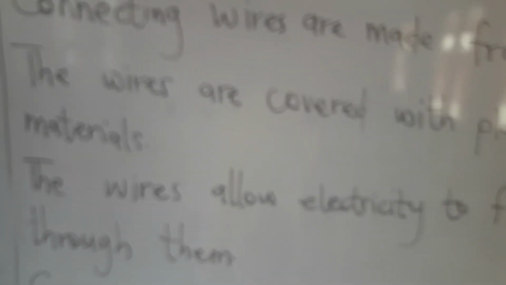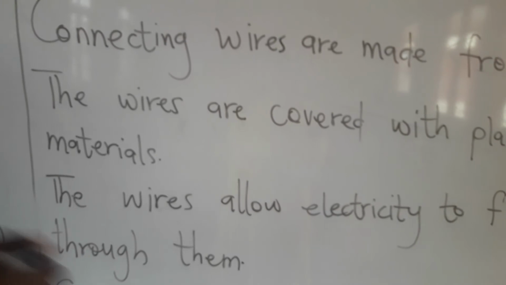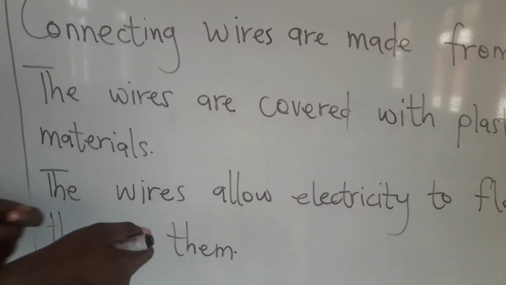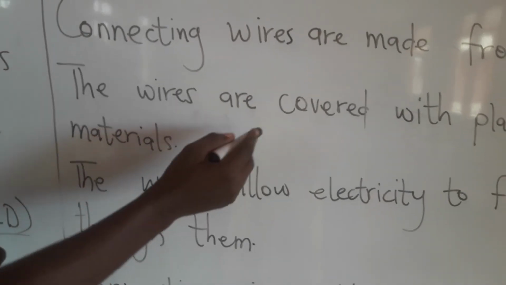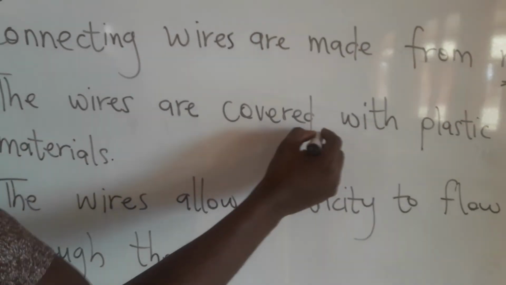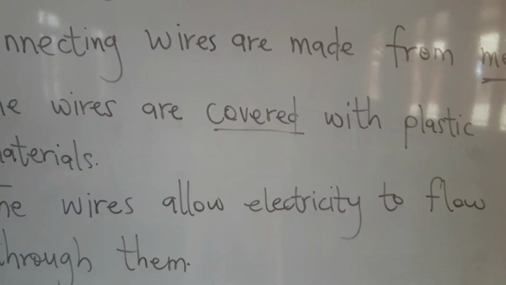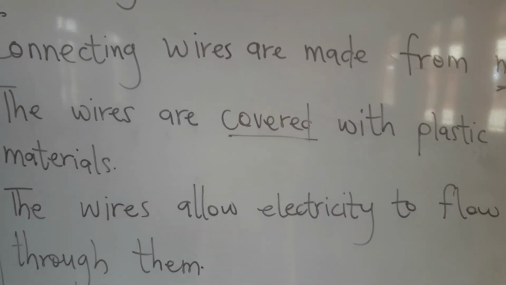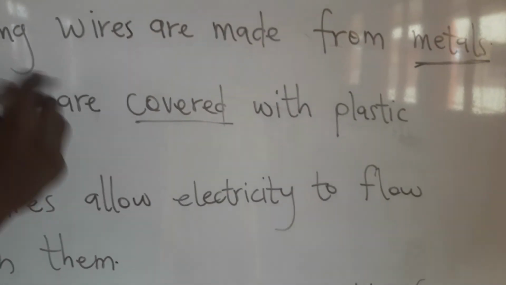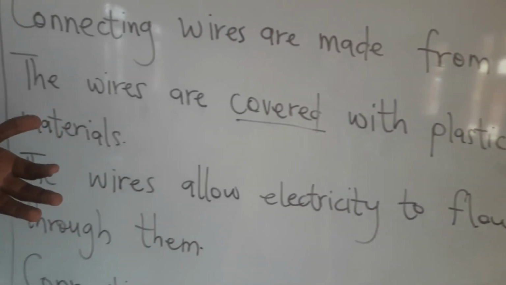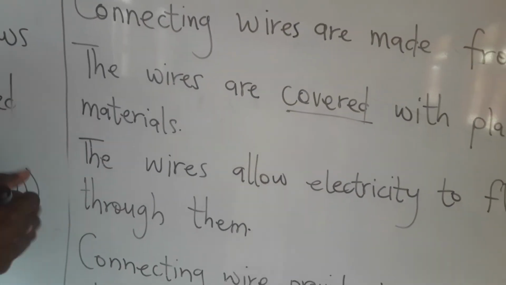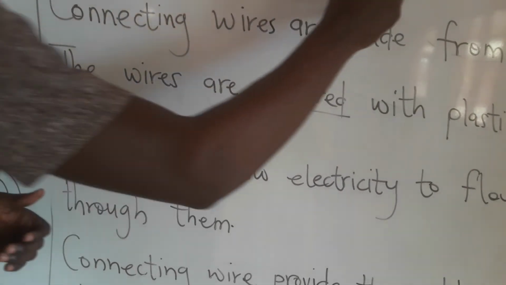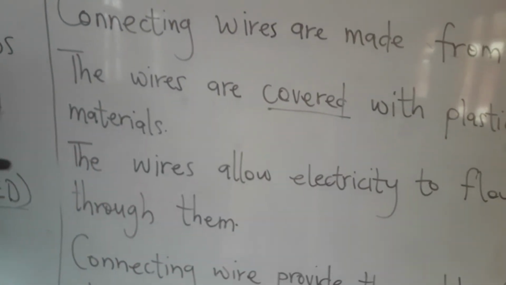Who can tell me why it is covered? Because we don't want a situation whereby you connect it to the socket and then it will shock you. If it is not covered, immediately you touch the metal, it will shock you. So in the house, when you see a cable or a wire and the rubber is not there, do not touch it. Tell mommy, the cable is spoiled. We have to change it. So the mommy will change it for you.